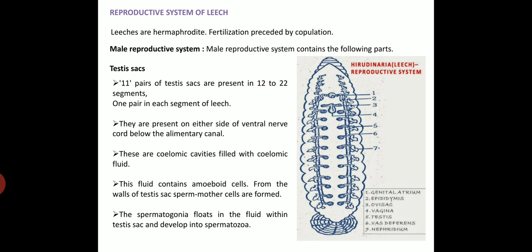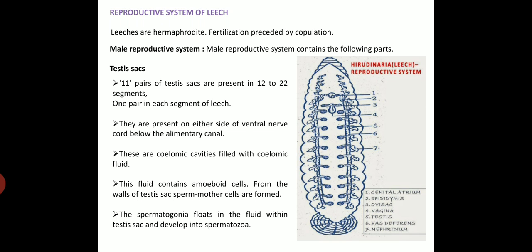First, the reproductive system of leech has been divided into the male reproductive system and the female reproductive system. First, we'll discuss the male reproductive system. The male reproductive system contains the following parts: genital atrium, epididymis, testis, vas efferentia and vas deferens. First one, that is the testis sac.